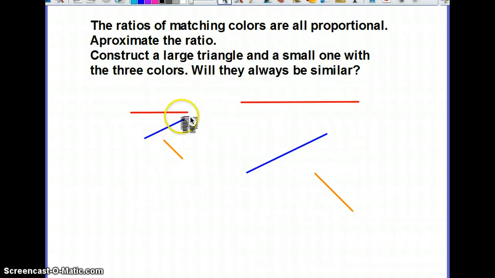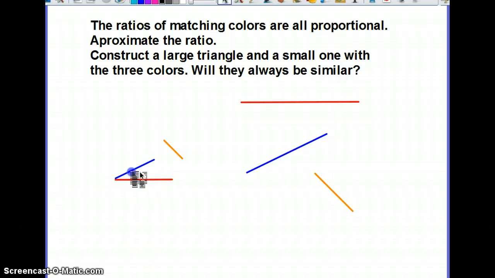So now there would be a ratio of what to what? We could say 1 to 2. For every 1 unit of length here, there are 2 units of length over here. Okay, so let's go ahead and say that these sides over here are proportional to these sides. And I just kind of showed you that.